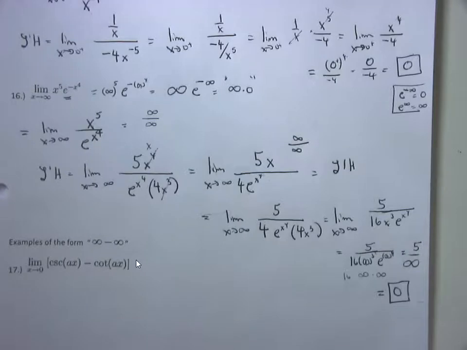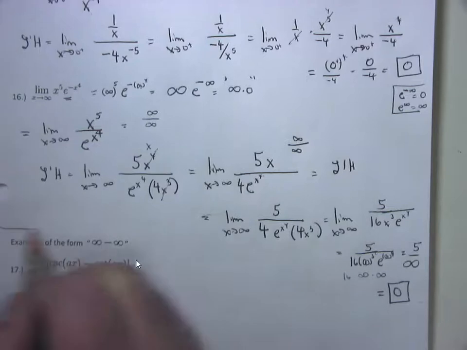So, in these last 3 examples, how do I handle 0 times infinity, plus or minus infinity? You're going to take one of the 2 factors, typically the easiest one, and put it in the denominator to make fractions, and it will turn into a L'Hopital's rule problem. Okay? What about the next type?